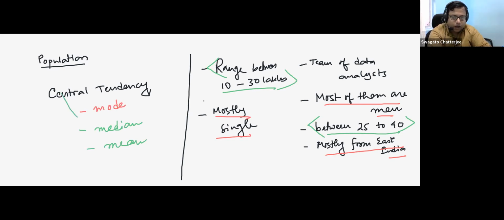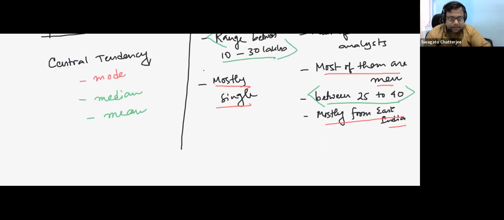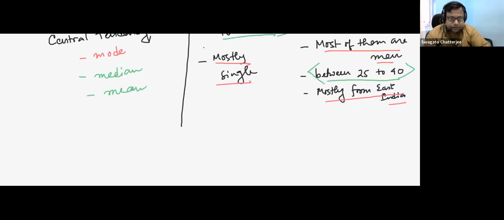So I will talk about the range a little bit later. But this is what we are getting. So these are how we describe a group, and that's called the central tendency. Just 1 minute. Let me scroll down. So what is then the central tendency?